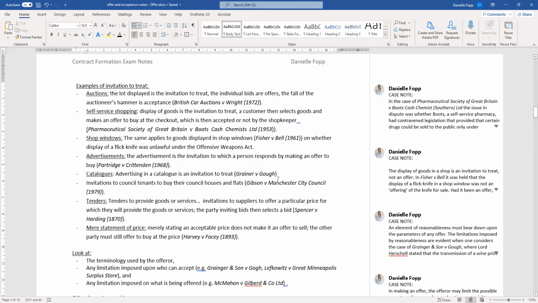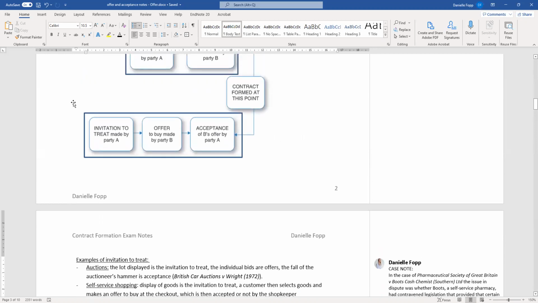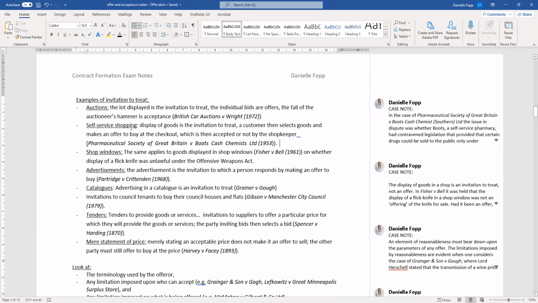But this way we know, for example, auctions. The lot displayed is the invitation to treat. The individual bids are offers, and the fall of the auctioneer's hammer is acceptance. So if we go up here, the invitation to treat, that's the lot displayed. Then we have the people making the individual bids. These are the offers. And then acceptance is when we have the fall of the auctioneer's hammer. So if we had a problem question with an auction, we could go through those facts, say, hey, this is the timeline, and then say this, you know, authority for this statement, British Car Auctions against Wright. It's that simple. That's your rule done.